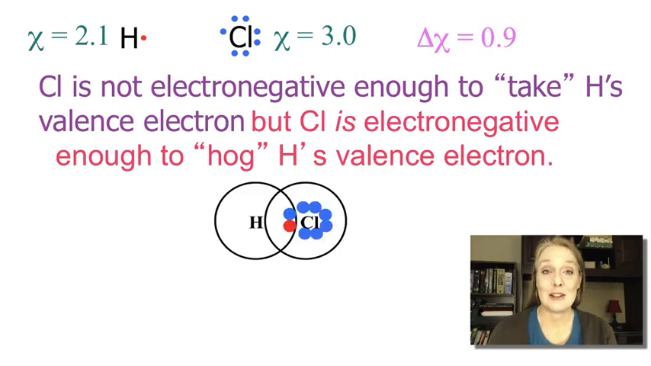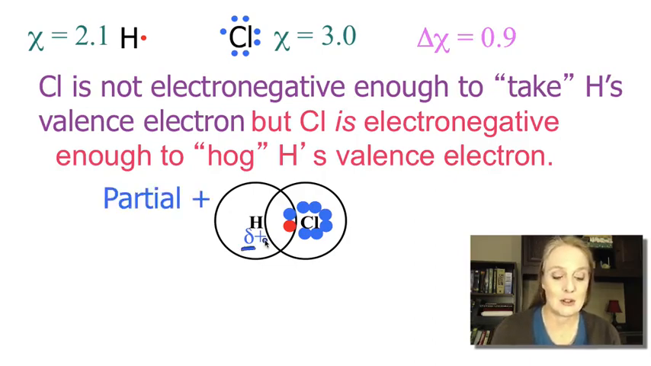So if I drew this picture of the overlapping electron clouds and the electron on the hydrogen is red, you can see I've got the red electron spending more of its time over by the chlorine. So the cloud is not equal around both nuclei like it was in the H2 molecule. In this case, the hydrogen's proton is a little bit exposed. So the hydrogen has a partial positive charge, which we're showing with the symbol delta for partial charge. It doesn't have a full positive charge.